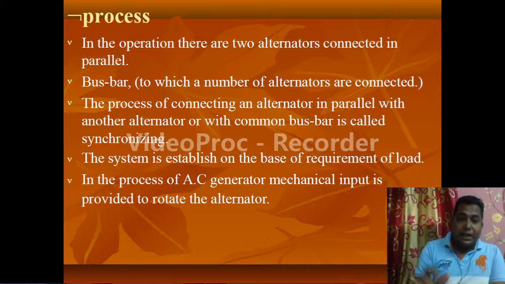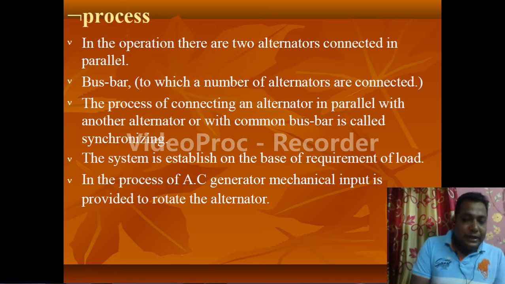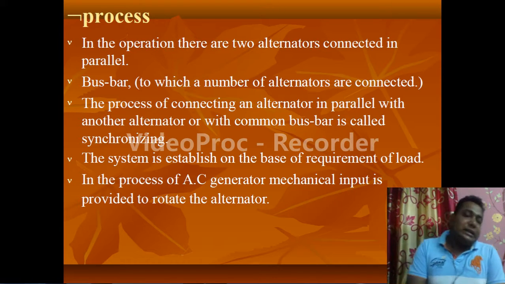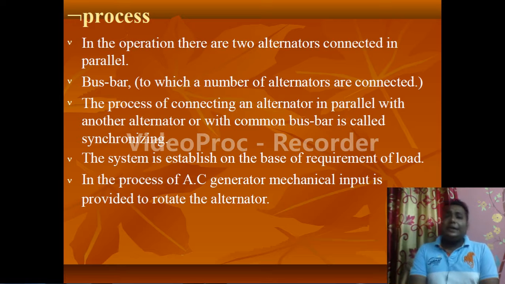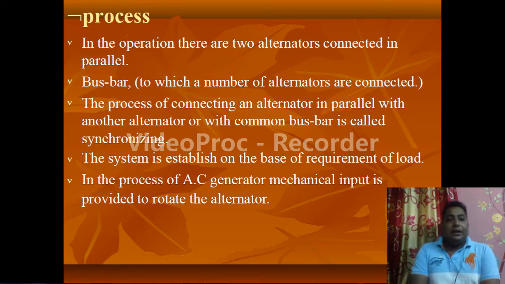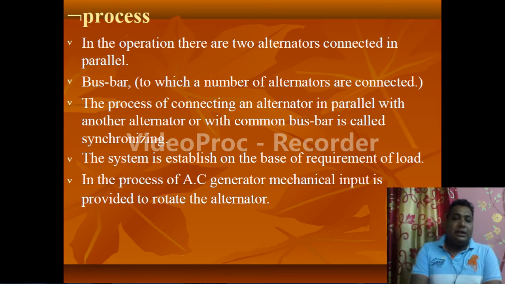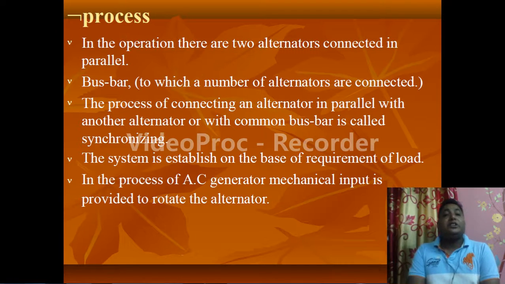So coming to the next part, how we are connecting. Already I have discussed a little bit. Now let us see what is written over here. In the operation, there are two alternators connected in parallel to two bus bars, to which the number of alternators can be connected. The process of connecting an alternator in parallel with another alternator on a common bus bar is called synchronizing.